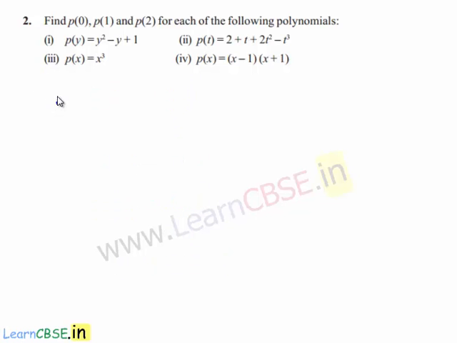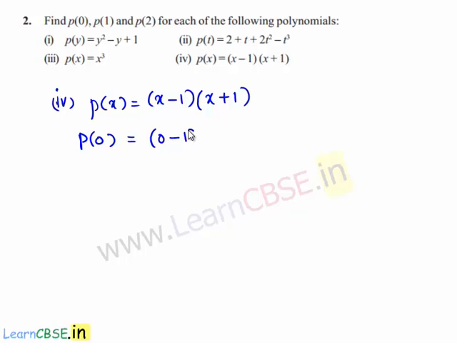Moving to the fourth bit, which is P of x is equal to x minus 1 multiplied by x plus 1. So let us first find the value of P of 0. So substituting the value of 0 in place of x, we get 0 minus 1 multiplied by 0 plus 1. 0 minus 1 is minus 1 and 0 plus 1 is plus 1. Minus 1 multiplied by 1 is minus 1.